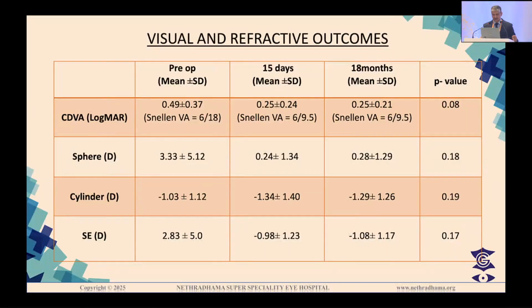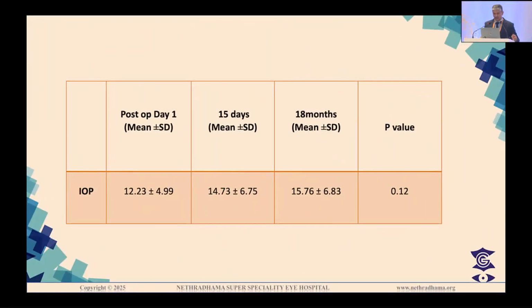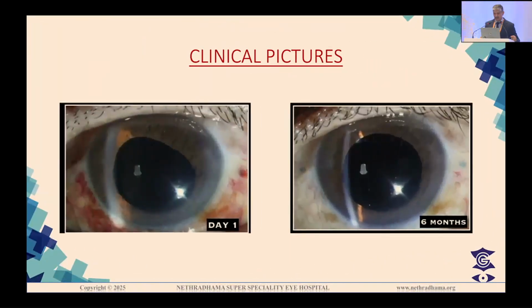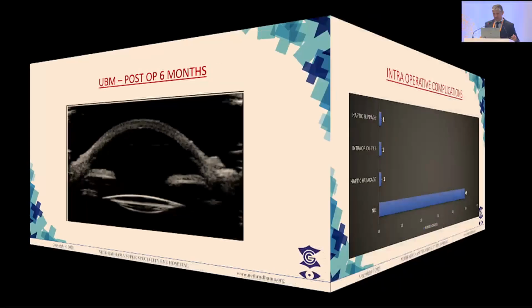You can see that the corrected distance visual acuity was around on average 0.25 logMAR. The residual sphere was 0.28, so fairly good refractive result. Of course, PMMA lenses being used, we had some amount of astigmatism. And the IOP was normal over the follow-up period. These are a few of the clinical pictures, day 1, 6 months. And we also did the UBM, and you can see that the lens placement is very nice with no tilt or decentration.